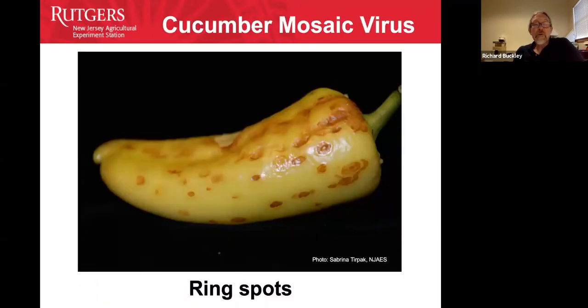So here's cucumber mosaic. Makes nice round rings. So pepper. You can eat that pepper. It's no big deal. You're never going to get a fruiting body. It's never going to turn to slime. It just is what it is. It's a growth response. It's a color response. It's abnormal, clearly.